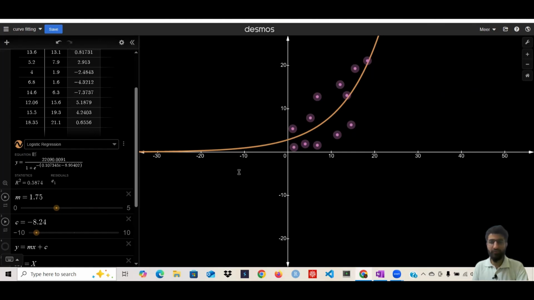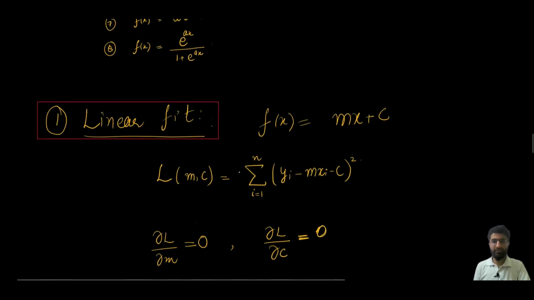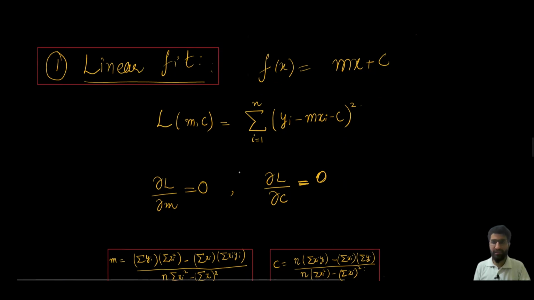So how can you compare different models with respect to each other? You can have different families of models depending on which one fits better. You can have exponential, logarithmic, sinusoidal, all these kinds of things. Let's go for the linear fit. So in the linear fit, what we are doing is we are fitting a line y is equal to mx plus c. Now our loss function will be a function of two parameters m and c.